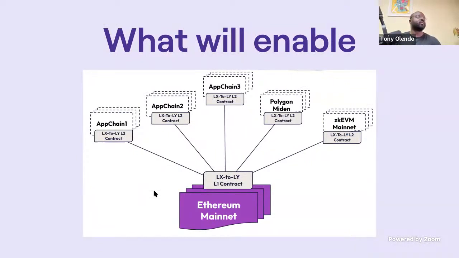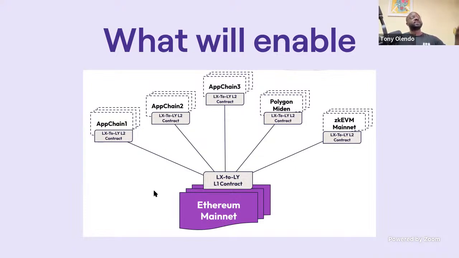So what this will enable is that we have the zkEVM mainnet, which essentially allows us to have a connection to the Ethereum mainnet, but every other app chain will also have the ability to communicate with the Ethereum mainnet. And you also have Polygon Miden, which is a really cool privacy-focused chain, a privacy and performance chain that is launching. You could think of this as closer to something like Starknet or Noir or Cairo.